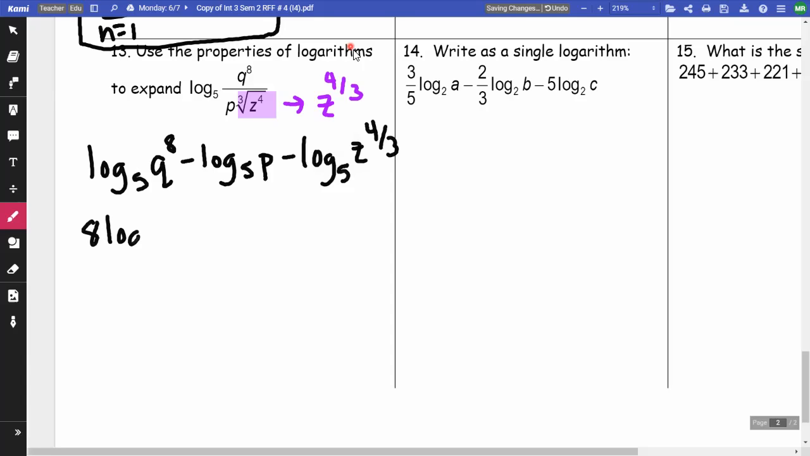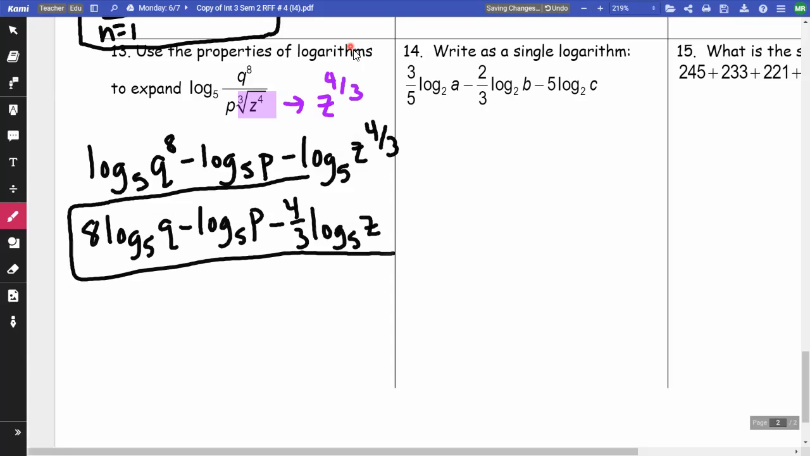So we have 8 log base 5 of q minus log base 5 of p minus 4/3 log base 5 of z. And that's your answer. So anything that's multiplying on top will be added. Anything that's on bottom is going to be subtracted. And your power gets moved in front. So now we're going the opposite direction.